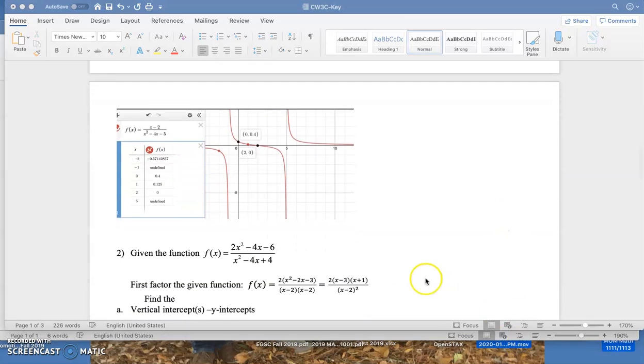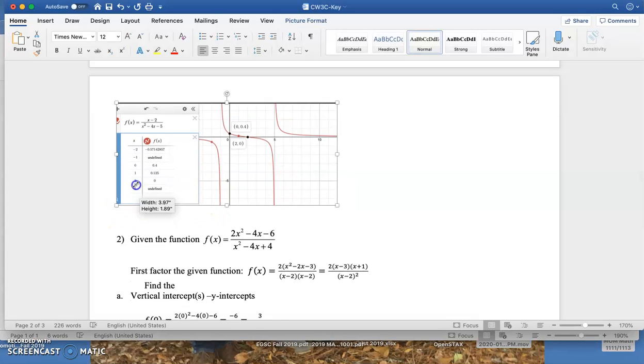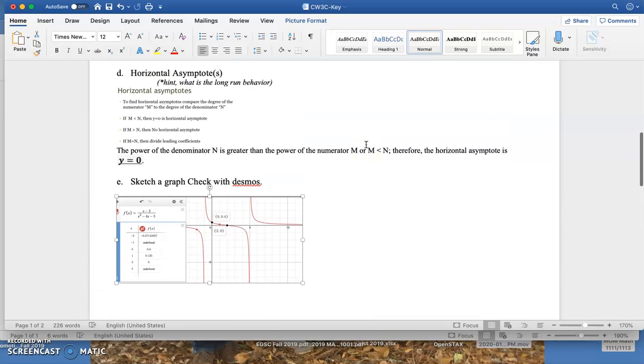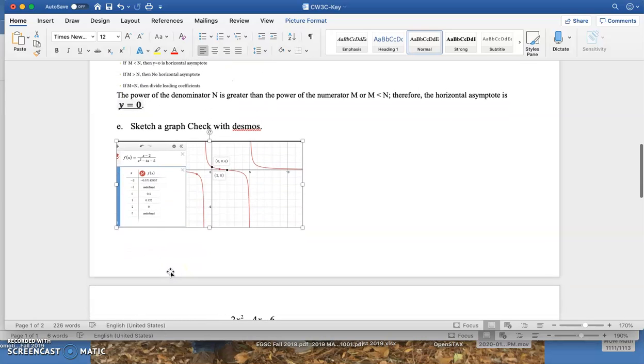Now, the graph for this, and Desmos is right here. That's your y-intercept, the 2/5 or 0.4. The x-intercept is at 2. Over here, I've shown you where it's undefined at negative 1 and 5, which would be your asymptotes.